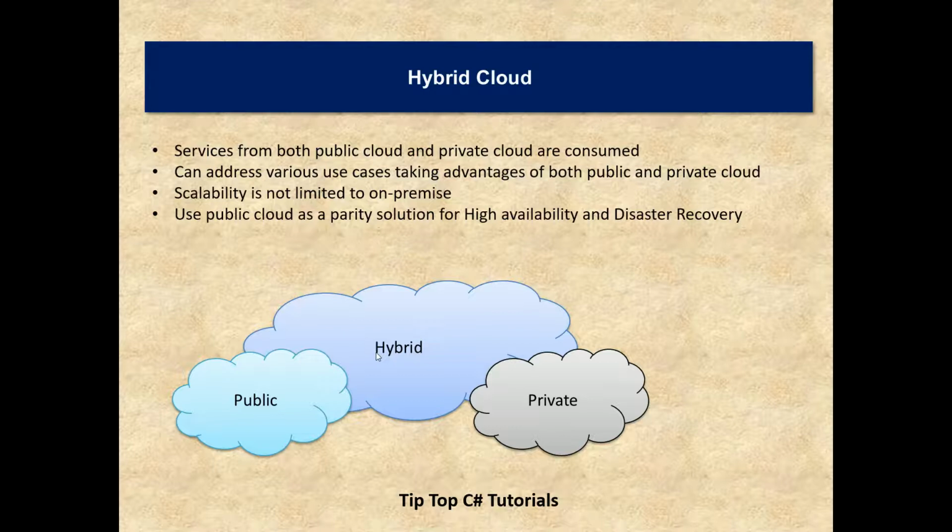Let's say one of the use cases is you want to run 500 VMs. If your on-premises is running out of capacity at 500 VMs, and if you want more usage of VMs, then you can burst it out to public cloud. So use public cloud as a parity solution for high availability and disaster recovery as well.